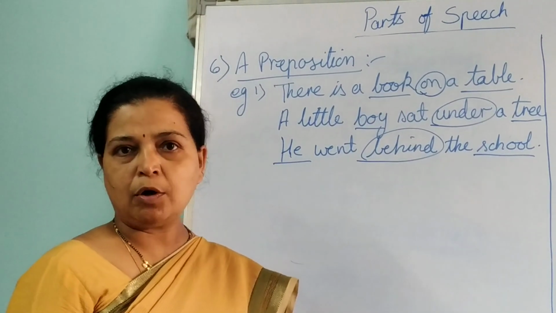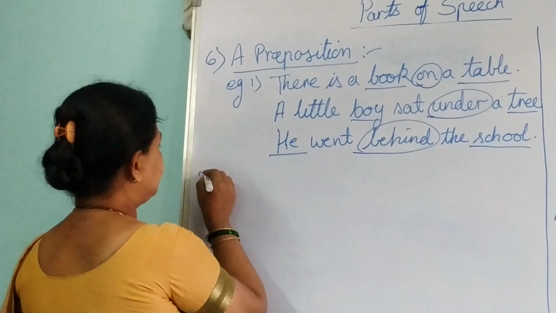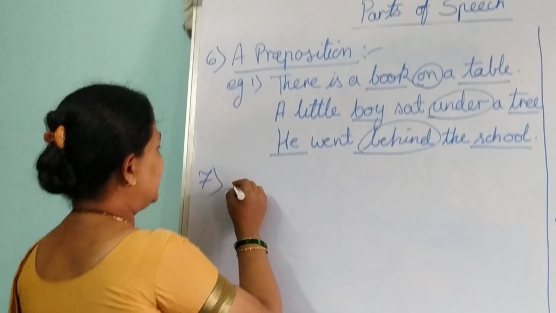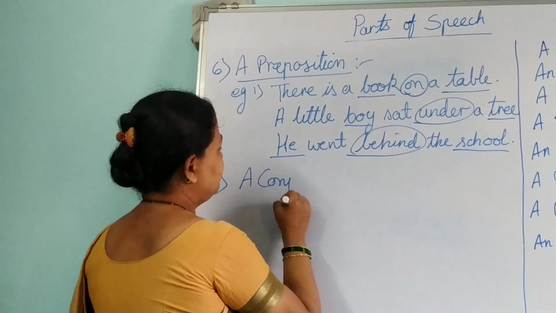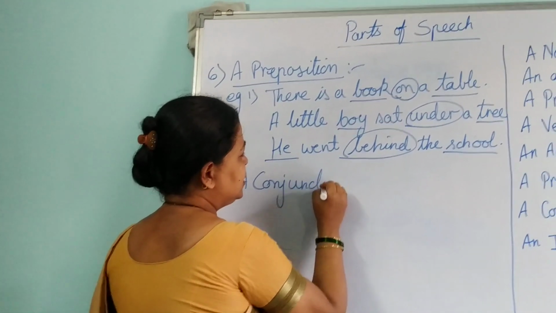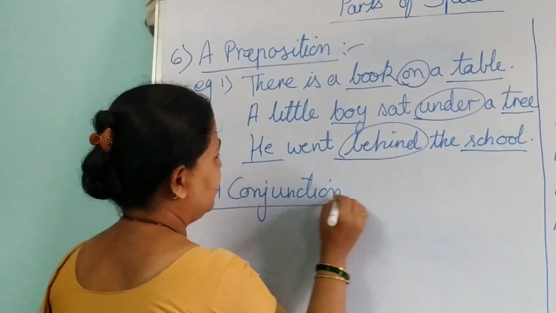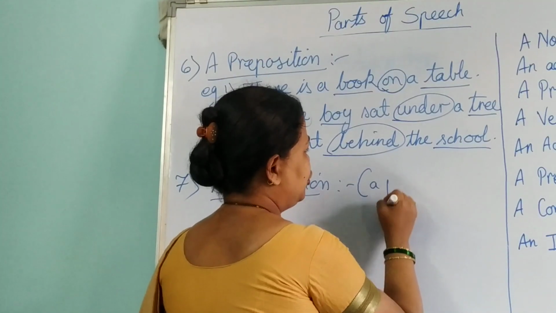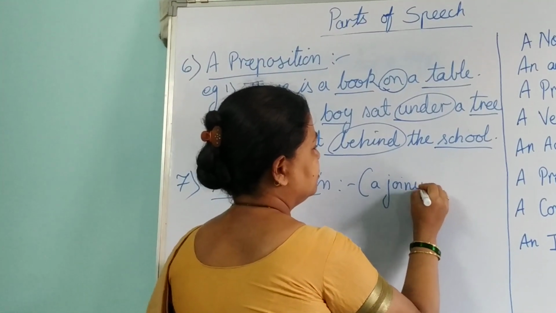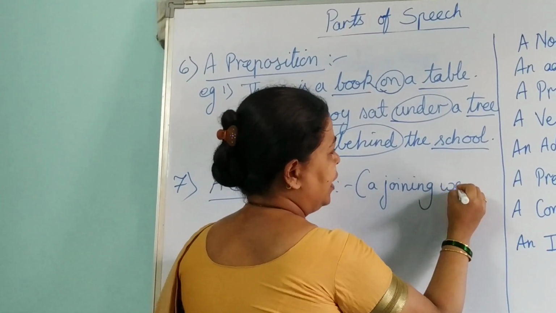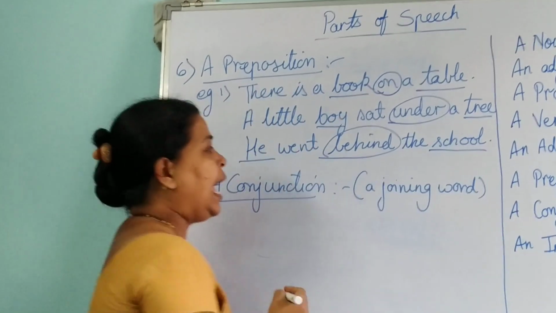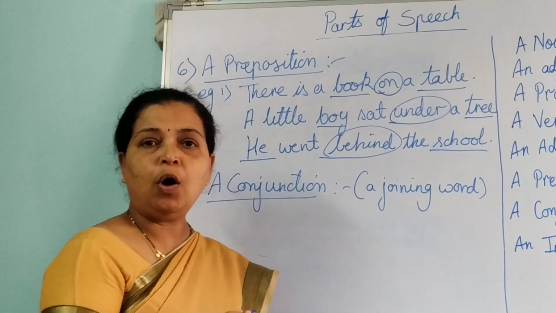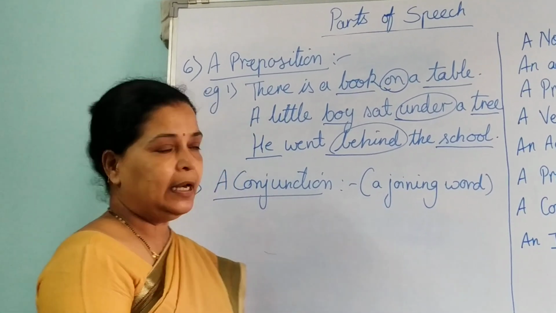Got it? Now let's come to the next part of speech, that is a conjunction. Now what is a conjunction? A conjunction is also called as a joining word. It is called as a joining word as it joins two words or two sentences. Let's take example.